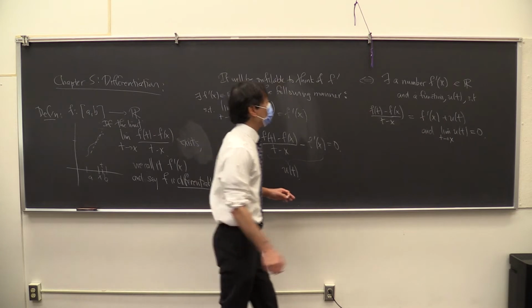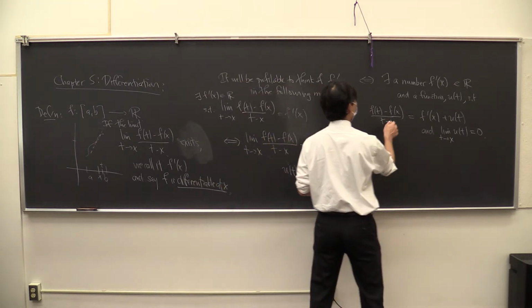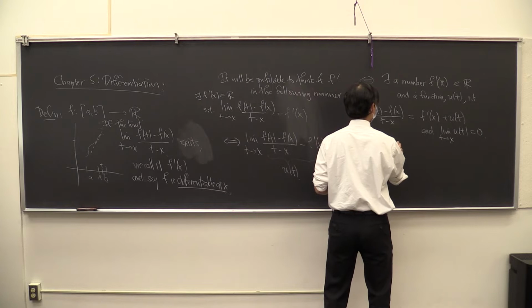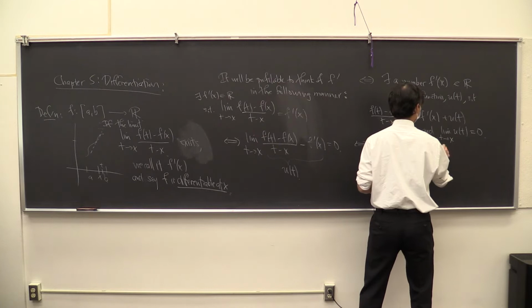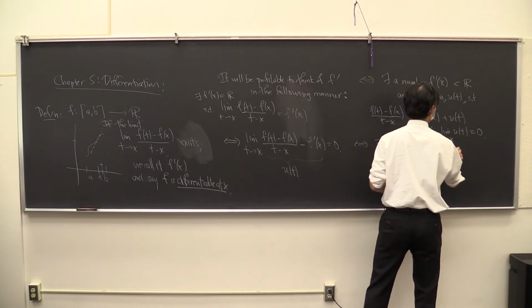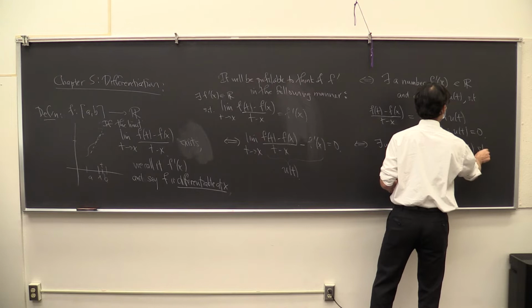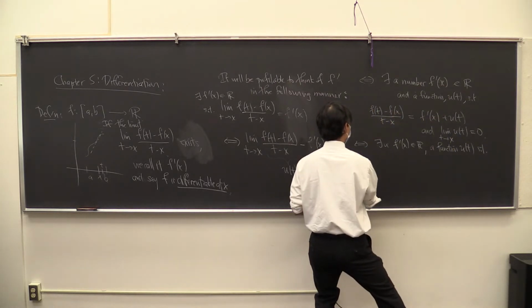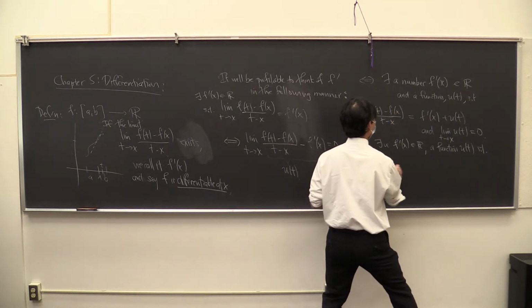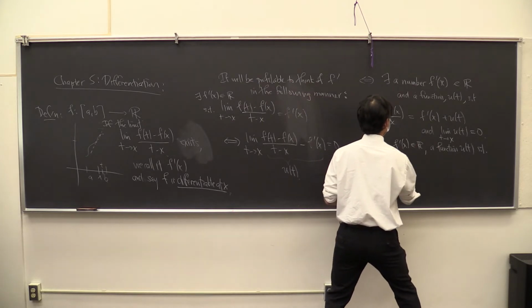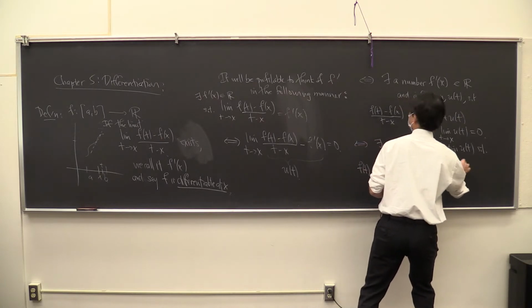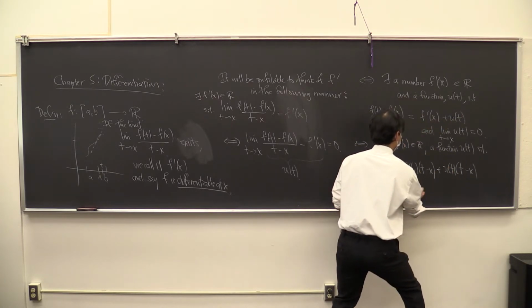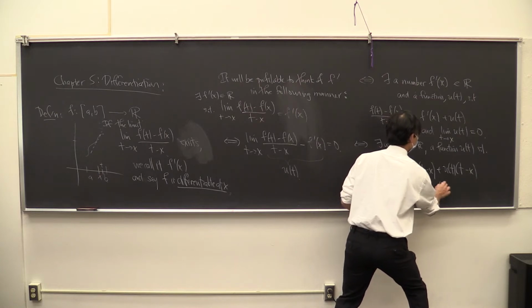Okay. So now I'm going to rewrite it. I'm going to change it a little bit more. So there exists a number. There exists f prime in R and a u of t such that f of t equals f of x plus f prime x times t minus x plus u of t times t minus x, and the limit of u of t is 0 as t approaches x.